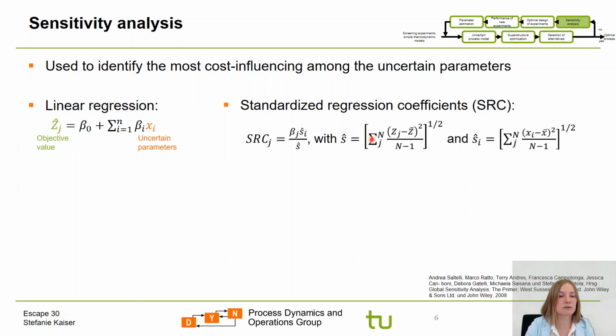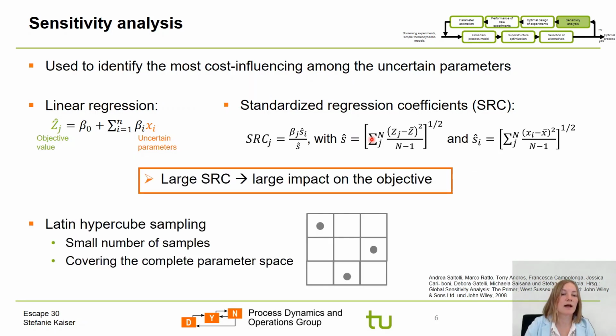As a sampling method, we use the Latin hypercube sampling, where we only have a small number of samples, but still can cover the complete parameter space. As an example, I showed you here the two-dimensional case, where we only have two parameters, and both parameters are divided in an equal number of layers, and then one sampling point is set in each column and each layer so that we get an even distribution of the sampling points. A large standardized regression coefficient means that this parameter has a large impact on the objective function.